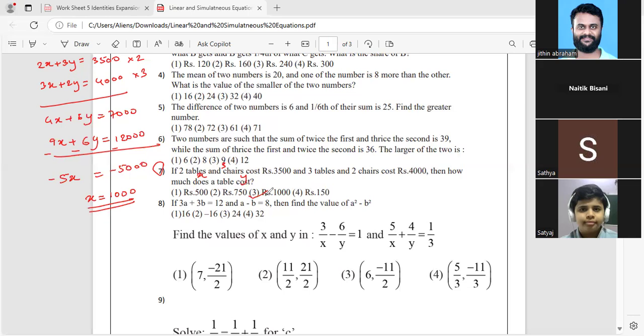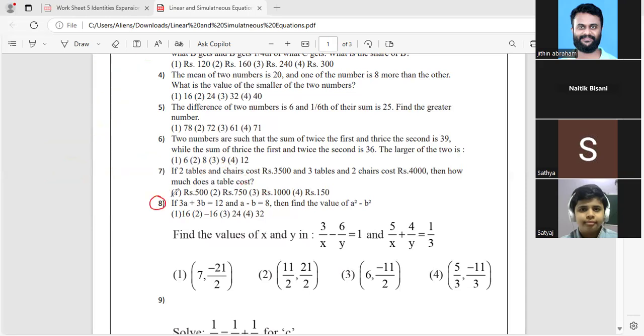In your book also, you can make that change. You can make it 3 chairs. Sir, this is not in the book. Oh, okay. Then you can just make a note. There is a correction. Okay, proceeding further.